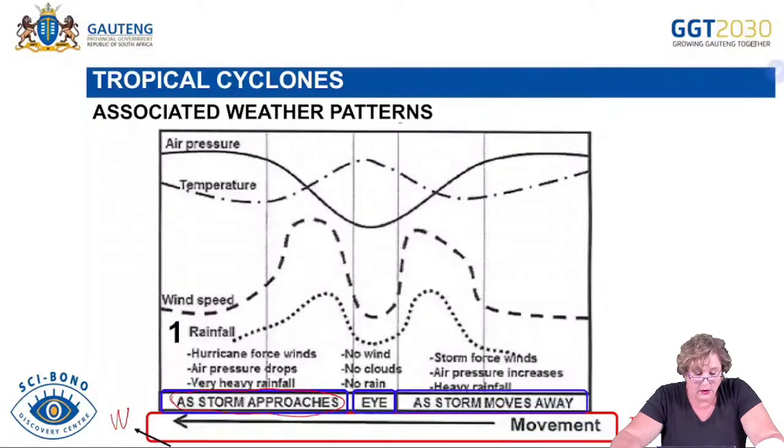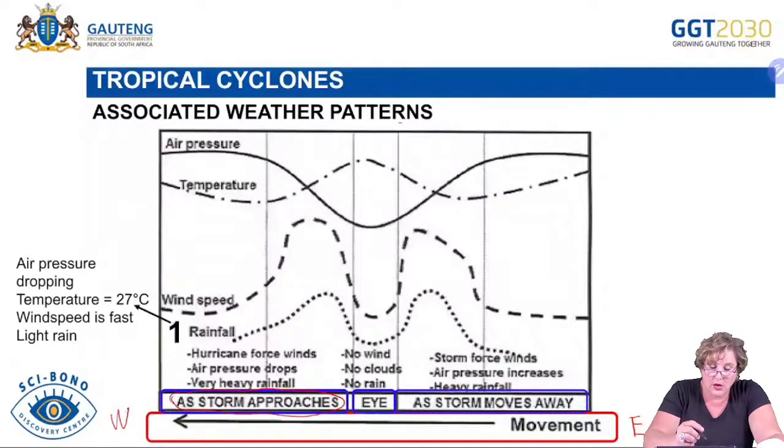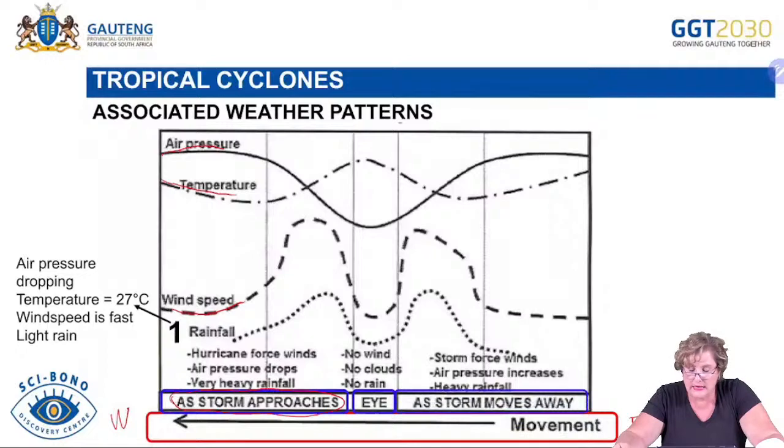First of all, number one is the area that is the leading part of the tropical cyclone. Air pressure is dropping. My temperature is more or less 27 degrees Celsius. The wind speed is fast, and it's associated with light rain. Here you can see air pressure starts dropping, temperatures drop a little bit, and the wind speed starts to increase. And we have light rain.